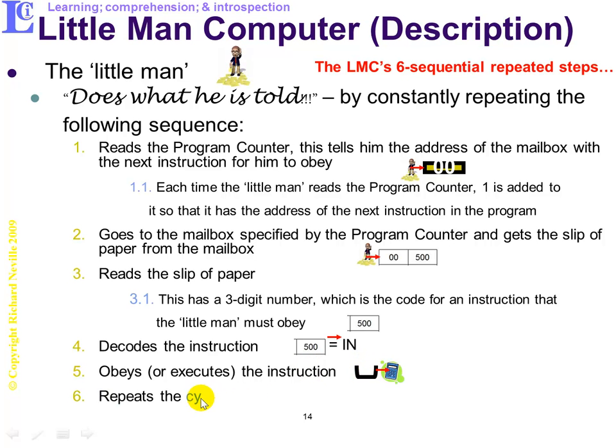Then he repeats this forever, all the time, steps 1 to 6, again and again, until a halt is called or a coffee break, and then he stops moving the sheets of paper around and stops going to the program counter. So that's what he does. He does what he's told.